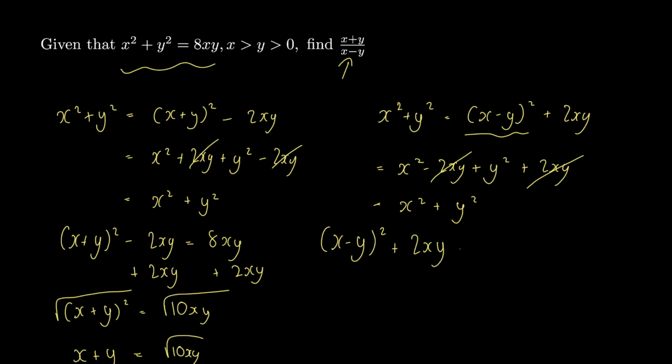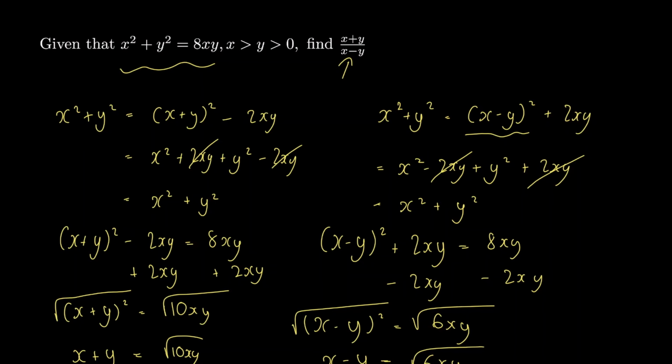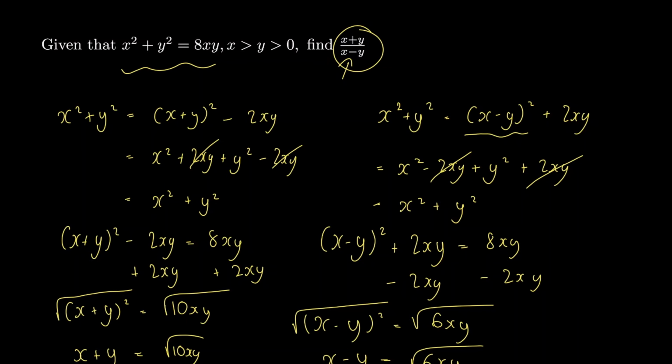equal to 8xy. Now if we subtract 2xy from both sides, we're left with (x minus y) all squared is equal to 6xy. And if we take the square root of both sides of this equation, we get x minus y is equal to the square root of 6xy. So we have the expressions for x plus y and x minus y. Let's plug them into what we have here and see what we end up with.